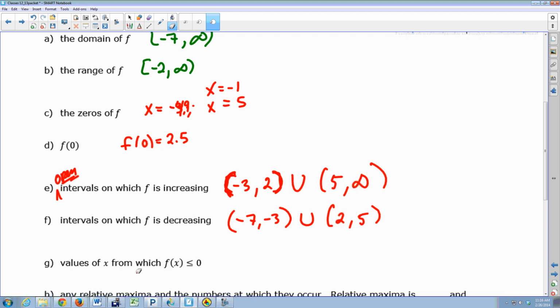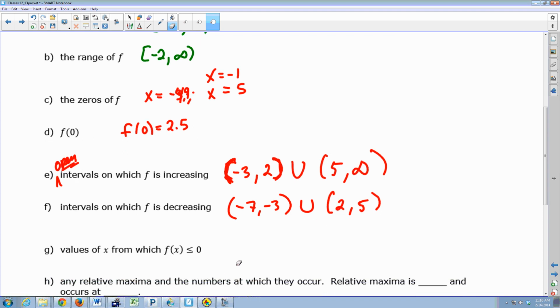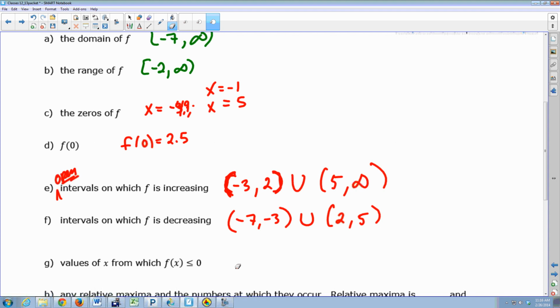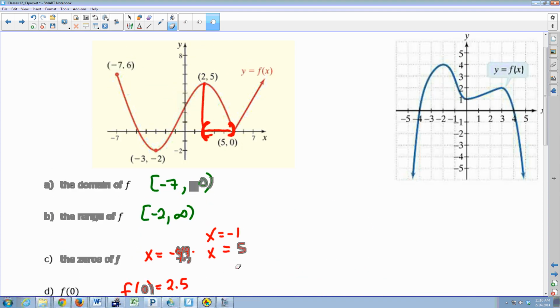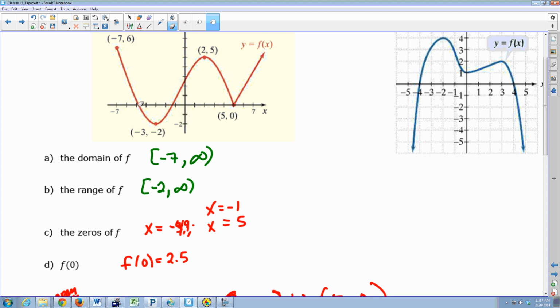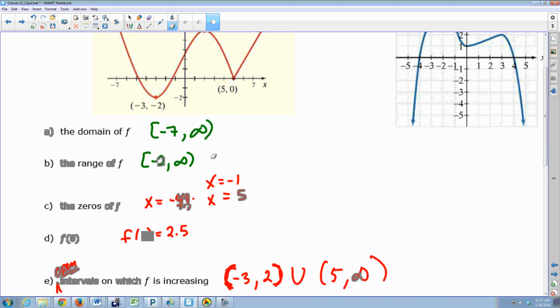Now I think we're on table 4. What values of x make f of x less than or equal to 0? What does that mean, f of x less than or equal to 0 anyway? Just visually, where does that occur? It's where your graph sits below or on the x-axis, right? So where is your graph below or on the x-axis? From -3 to what? -1.25, right? It's below or equal to 0.